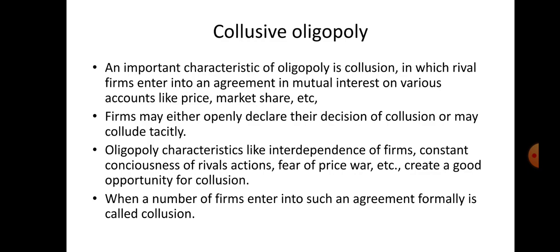Collusive oligopoly. The next concept is collusive oligopoly. Here an important characteristic of oligopoly is collusion, in which rival firms enter into an agreement in mutual interest on various accounts like price, market share, etc. That is, firms may either openly declare their decision of collusion or may collude tacitly. Oligopoly characteristics like interdependence of firms, constant consciousness of rivals' actions, fear of price war, etc., create a good opportunity for collusion. When a number of firms enter into such an agreement formally, it is called collusion.